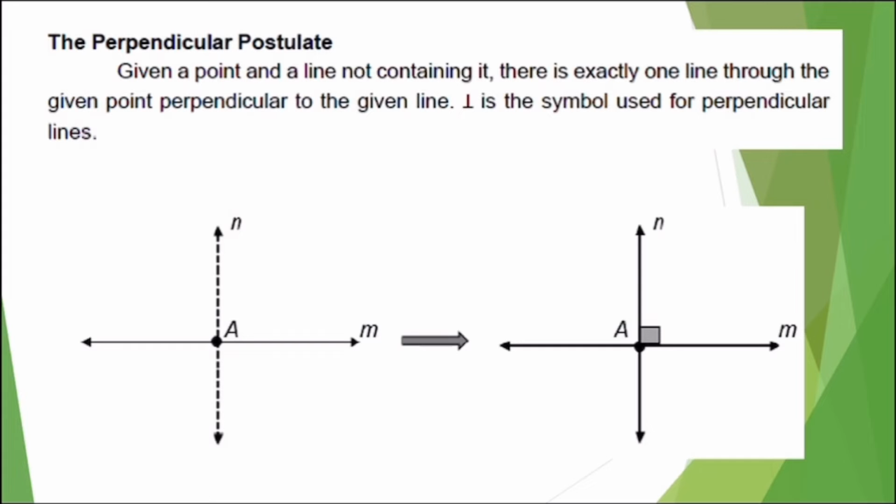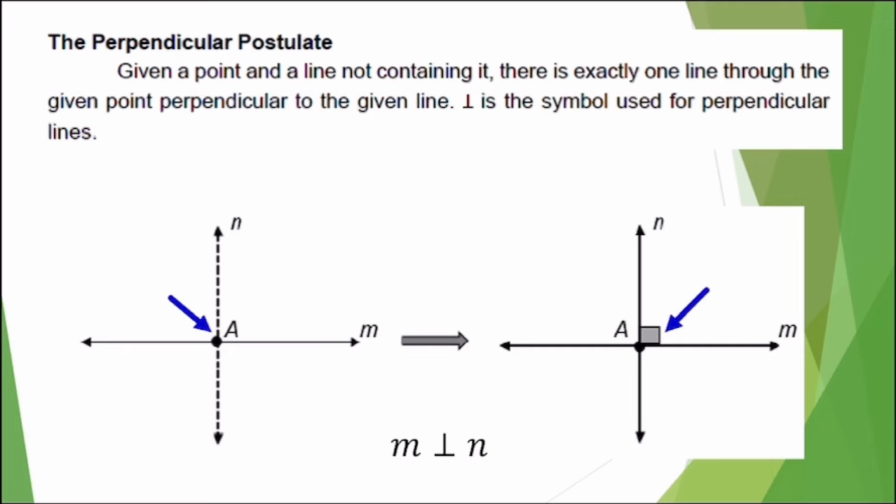In the accompanying figures on the slide, lines M and N intersect at point A to form right angles. We can say that using the perpendicular postulate, line M is perpendicular to line N. In symbols, we write M is perpendicular to N. Observe that small squares indicate that the angle formed is a right angle. Thus, perpendicular lines form 4 right angles.